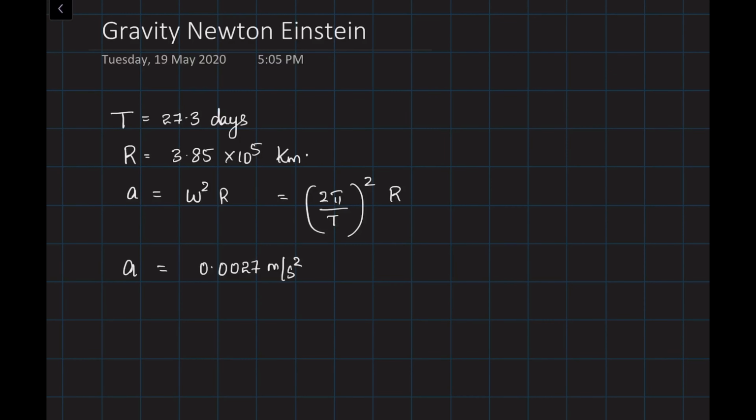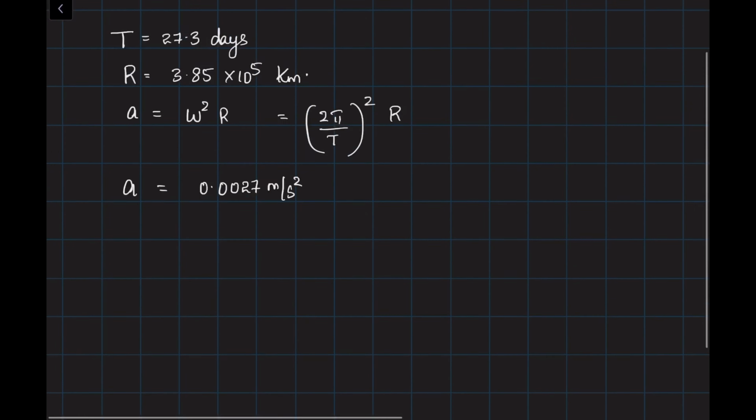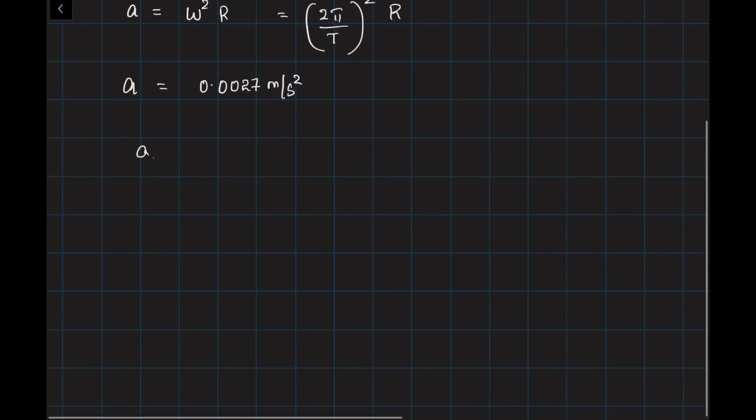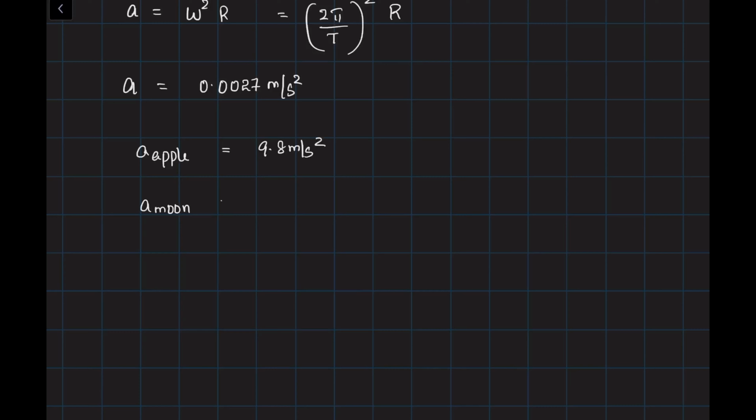Now we know that the acceleration for an apple to fall towards the earth is 9.8 meter per second square. So let me write like this: acceleration of an apple towards the earth is 9.8 meter per second square. And the centripetal acceleration for the moon towards the earth, we already calculated, is 0.0027 meter per second square. So what will you get as the ratio? The ratio you will get is 3600.